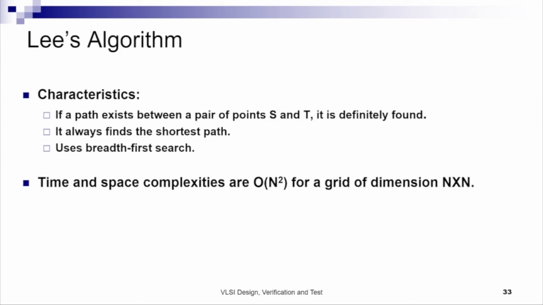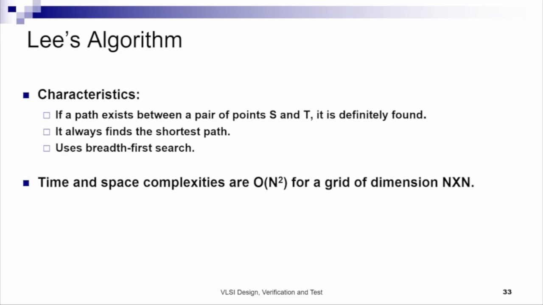So what do we have in grid routing? We assume the floor of the chip to be a grid. In grid routing, we assume the floor of the chip to be composed of a grid. The grid has n vertical wires and n horizontal wires in an n cross n grid. One of the important grid routing algorithms is Lee's algorithm.